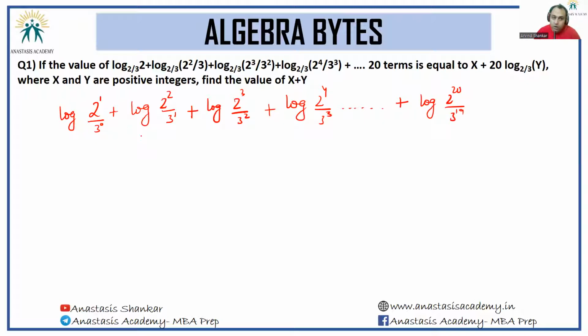Now log a plus log b is equal to log ab. So I have to multiply each of these terms. I would get log 2 raised to the power 1 plus 2 plus 3 and so on up until 20, by 3 raised to the power 0 plus 1 plus 2 and so on up until 19. This would be equal to log of 2 raised to the power 210 by 3 raised to the power 190.